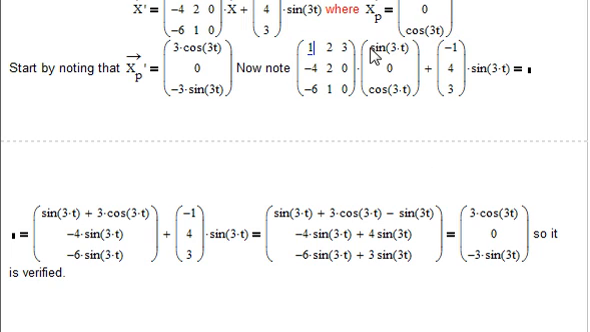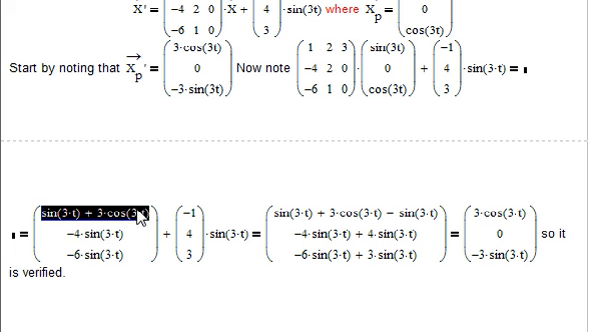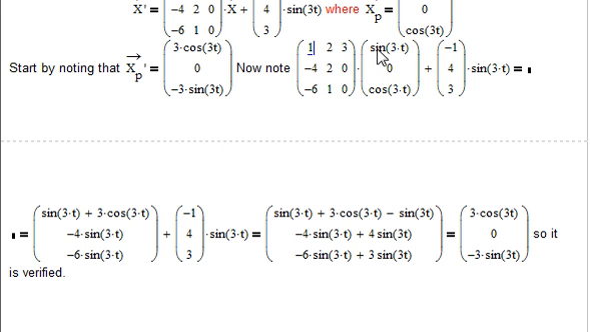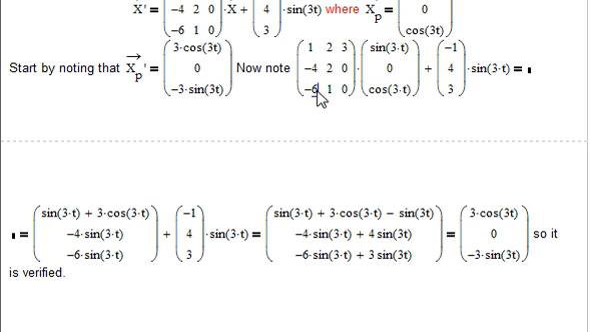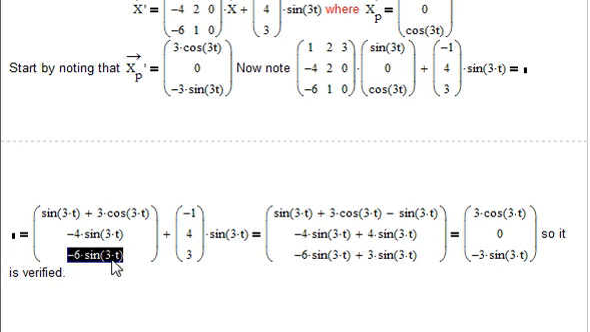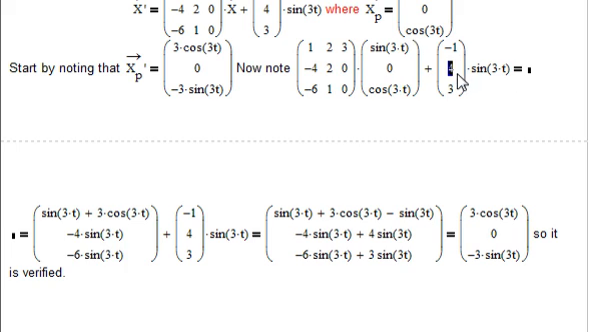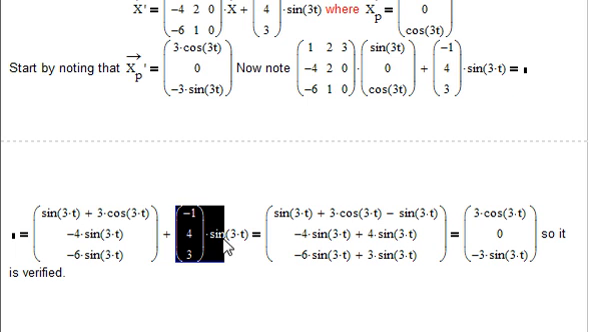So if you multiply this out, you get sine of 3t, 0, and 3 cosine of 3t. That's this piece. And then negative 4 times sine of 3t, this times 0, this times 0, so negative 4 sine of 3t in the middle. And negative 6 times sine of 3t, 0 here and a 0 there, so negative 6 times sine of 3t in the third slot. And we're going to add that to this vector here. That's our f. And let's see what happens when we add that.